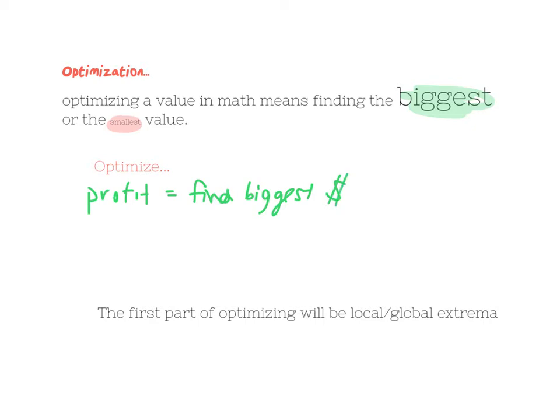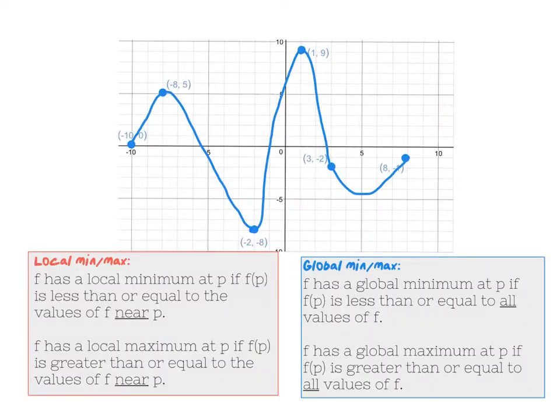But maybe I'm trying to optimize something like my race time. If I was trying to optimize my race time, it'd be the smallest value. So we can see the idea of biggest or smallest is fine. For today, we're going to focus on that biggest and smallest value. And we know that maximums and minimums, biggest and smallest, are just called extrema. So our first part is just like vocabulary.